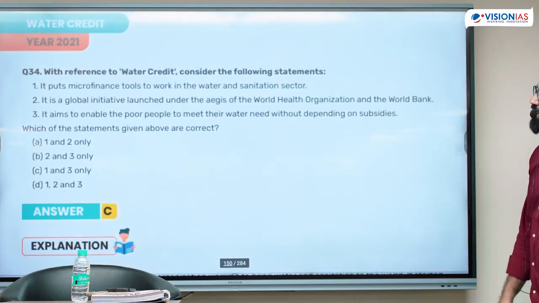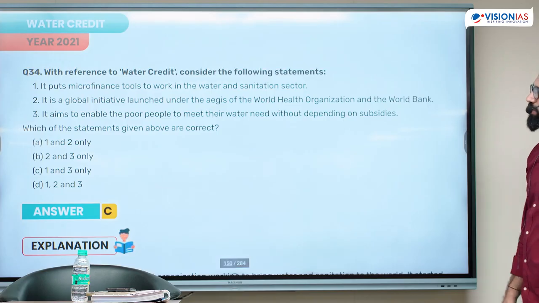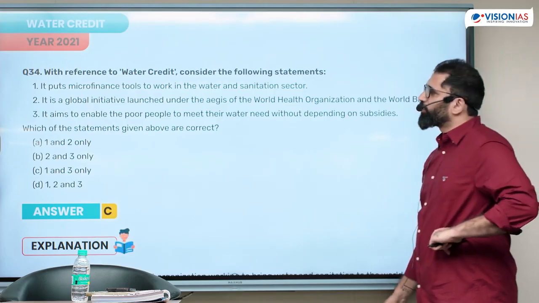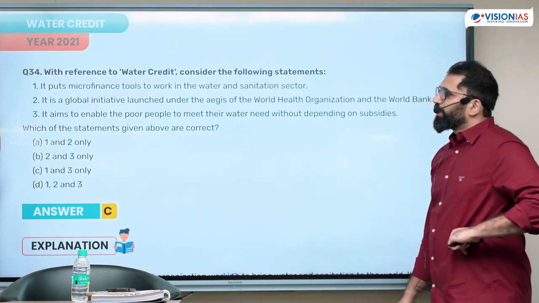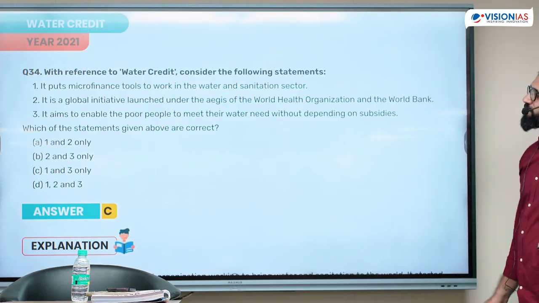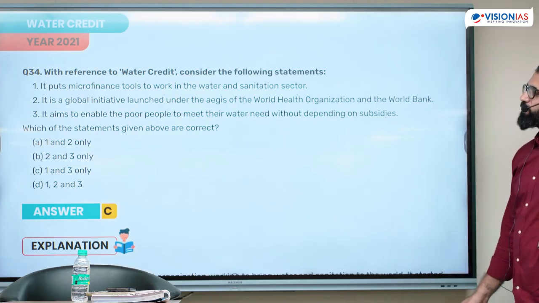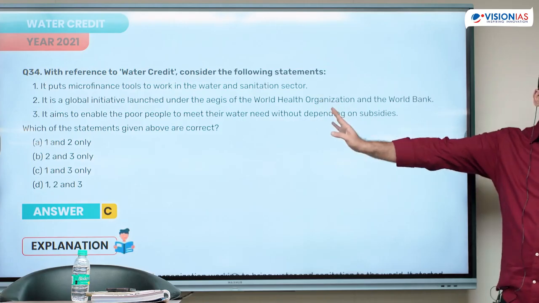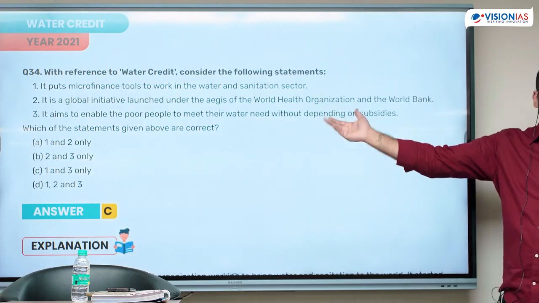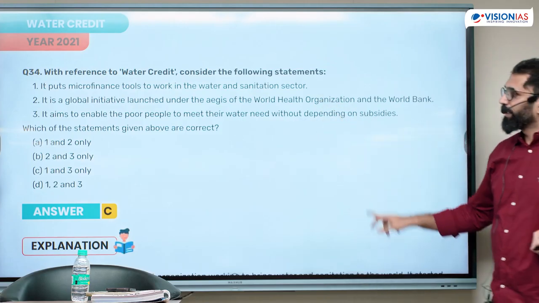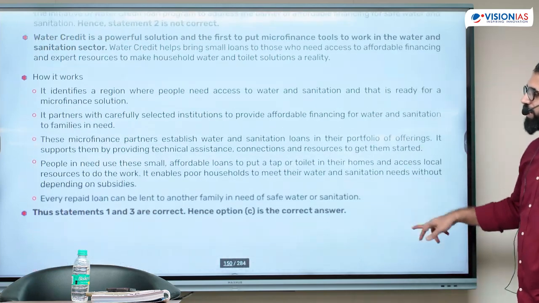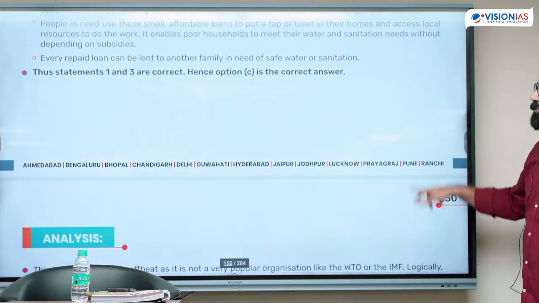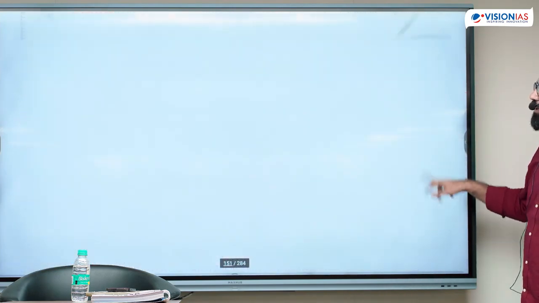With reference to water credit, again, issue-based, difficult question. Microfinance tools to work in water and sanitation sector. Global initiative launched under the aegis of WHO. Enable poor people. It was not WHO. 1 and 3 statement were correct here. This is a difficult question to prepare. This is something you can't solve in the exam. One off question in 21. But again, this is a direction that issue-based institutions will come now, not the regular institutions.